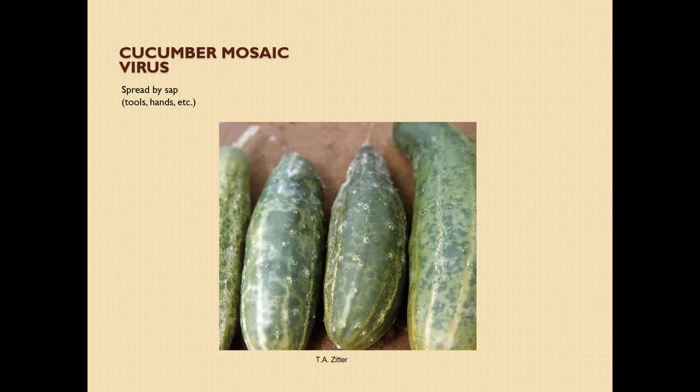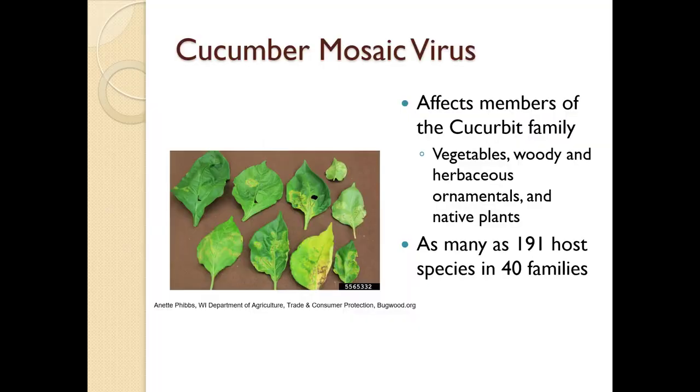Okay, here's what it looks like. Cucumber mosaic virus spread by sap, tools, hands, etc. So cucumber mosaic virus, of course, affects members of the cucurbit family, but it gets vegetables, woody and herbaceous ornamentals, and native plants. So as many as 191 host species in 40 families. And this is actually what it looks like on pepper, not in the same family.